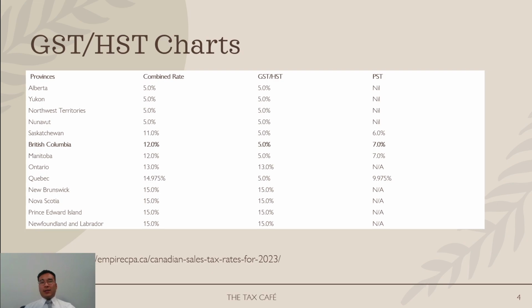I guess this GST and HST chart comes in handy, especially if you are selling digital products or have a fulfillment center somewhere in Canada and are shipping goods to different locations in Canada, right? So depending on where the services or the products are being provided, these different tax rates can be applied.